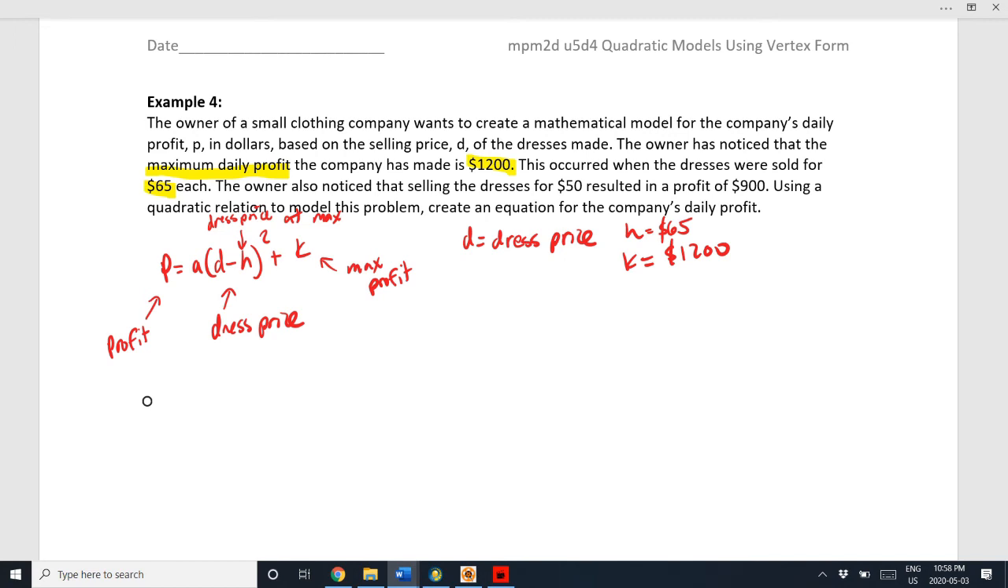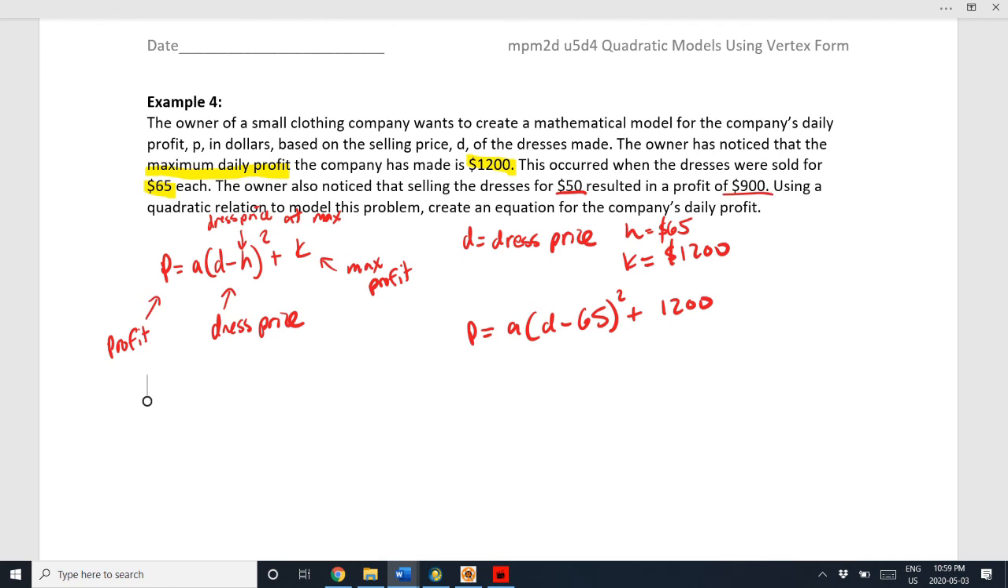So let's put it all together. We have P is equal to A bracket D minus 65, the dress price that'll get us our maximum, squared plus the maximum revenue, which is going to be $1,200. Okay, so we want to find the full equation, so we just need to figure out what A is. And to do that, we just need one good point, and we do have one here, 50 and 900.